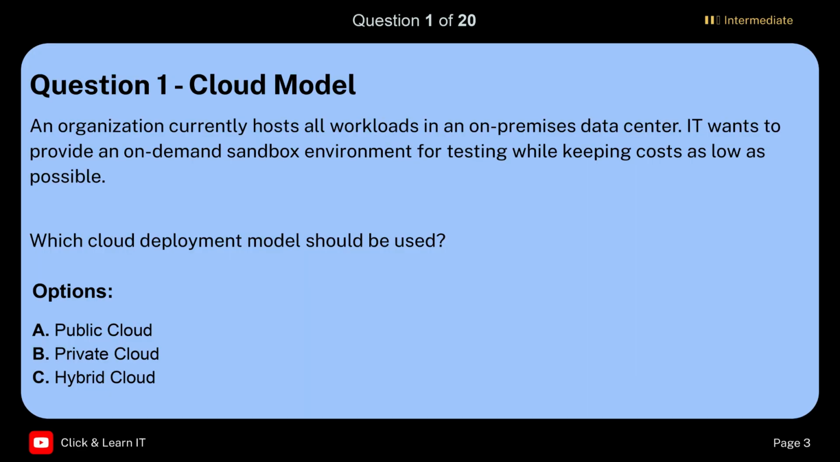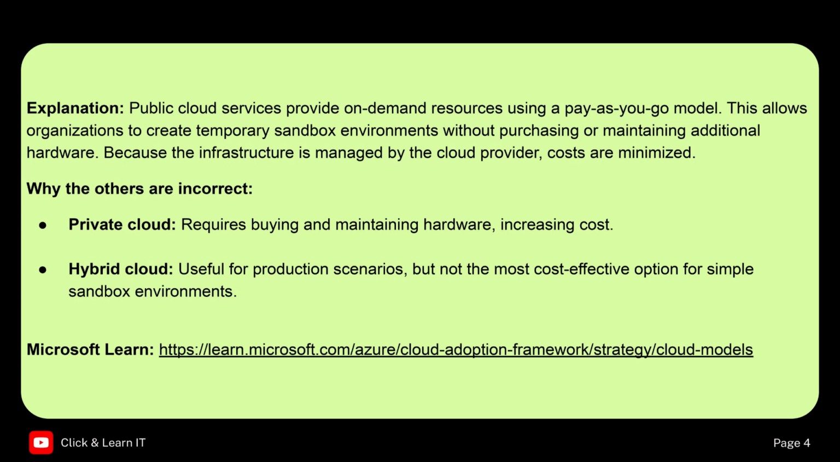Question 1 asks, which cloud deployment model is best for a low-cost, on-demand sandbox environment when all workloads are currently on premises? Options are A. Public cloud, B. Private cloud, C. Hybrid cloud. The correct option is A. Public cloud. Public cloud services provide on-demand resources using a pay-as-you-go model, minimizing costs for temporary sandbox environments. Private cloud requires purchasing hardware, and hybrid cloud is not the most cost-effective for simple testing.